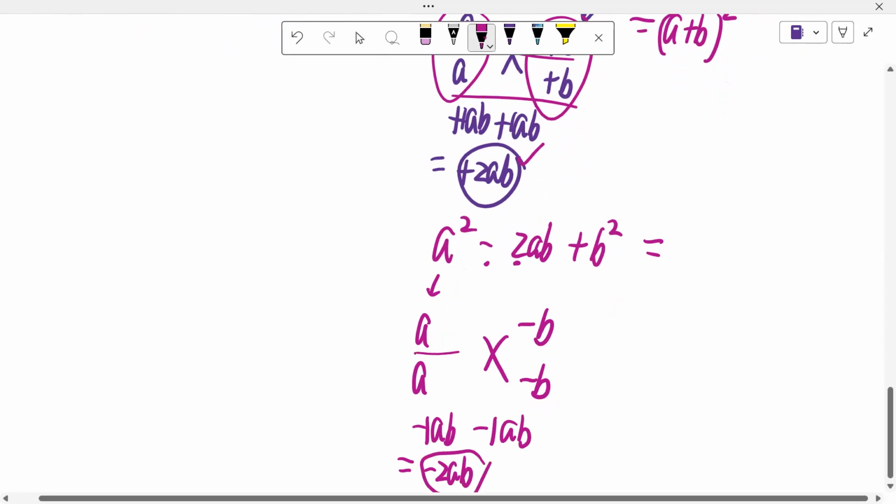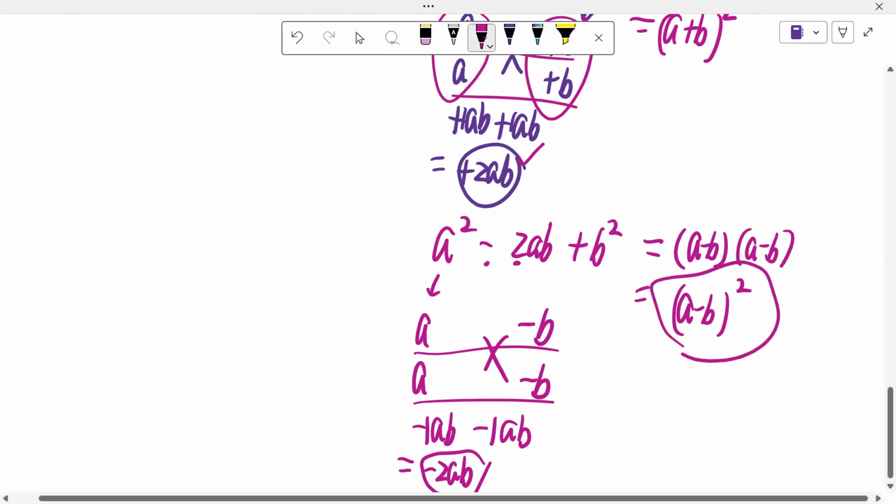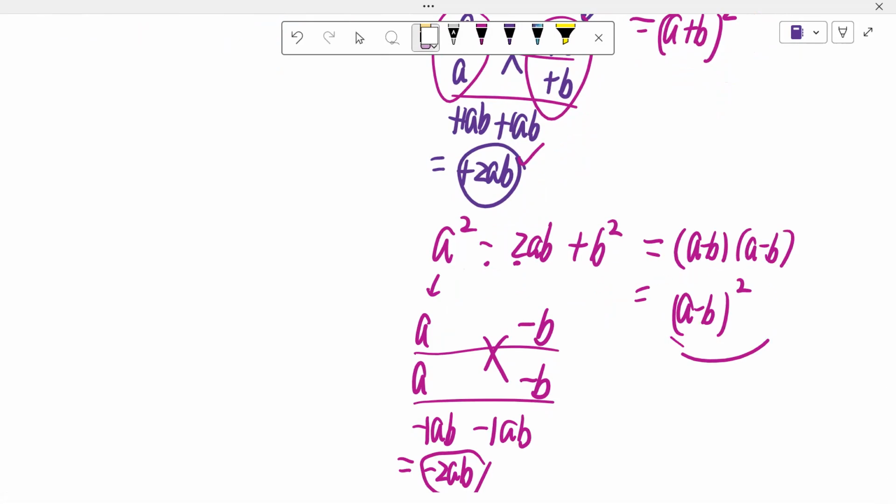That turned out to be a minus b, a minus b. So it's a minus b times a minus b. And this turned out to be a minus b squared. And that is why, although it's a perfect square, it's pretty much like factoring a trinomial.